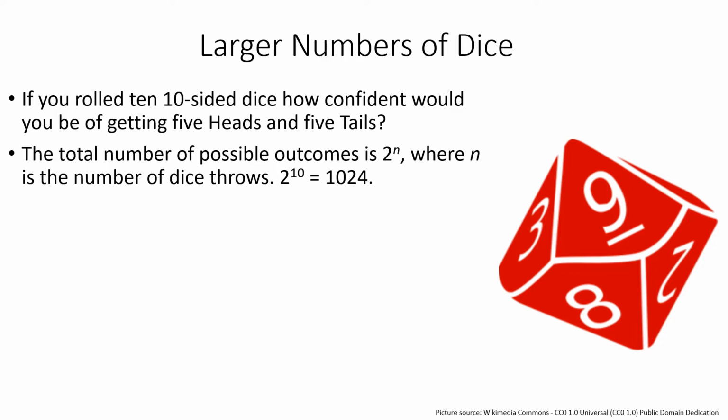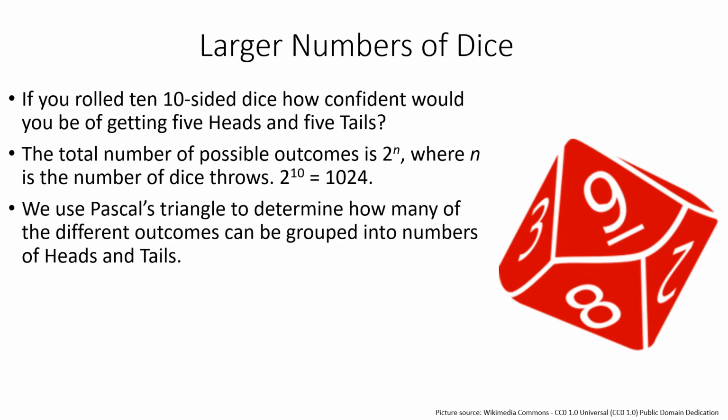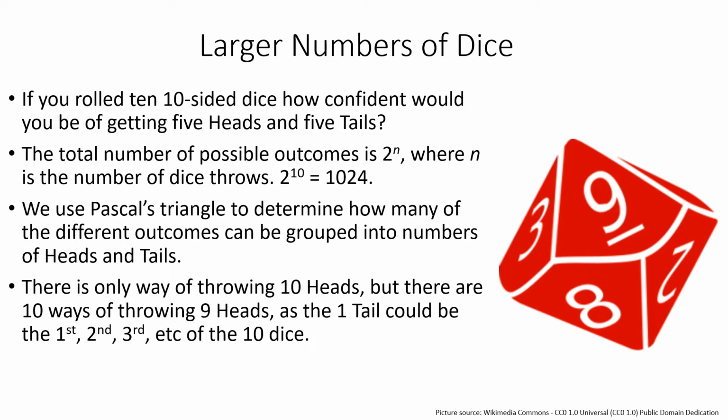And so in fact on that 10th row of Pascal's triangle, all the numbers will add up to 2 to the power 10, which is 1024, and all the numbers across the row will be the coefficients of all the different powers of h and t. And so looking along there, you see for example it goes 1, then 10, and that'll be because there are 10 ways that you can throw 9 heads and 1 tail, as the 1 tail could be any one of the 10 throws.